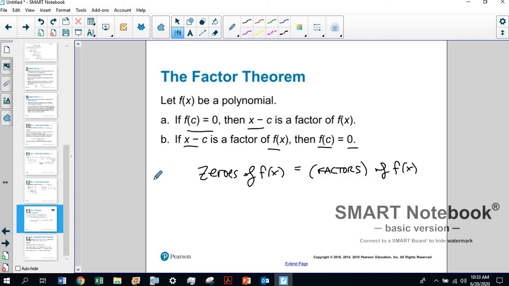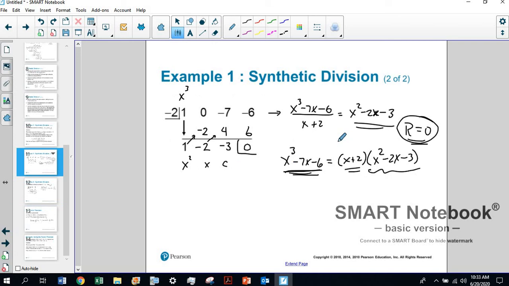There's a one-to-one correspondence. And again, I showed you back here that if you divide and you get a remainder of 0, that makes it a factor. Because if x was negative 2, plus 2 is 0. So this whole thing is equal to 0 when you plug in negative 2. This whole thing has to be equal to 0 when you plug in negative 2 because of this factor. Okay, so that's why the factor theorem works the way that it does.